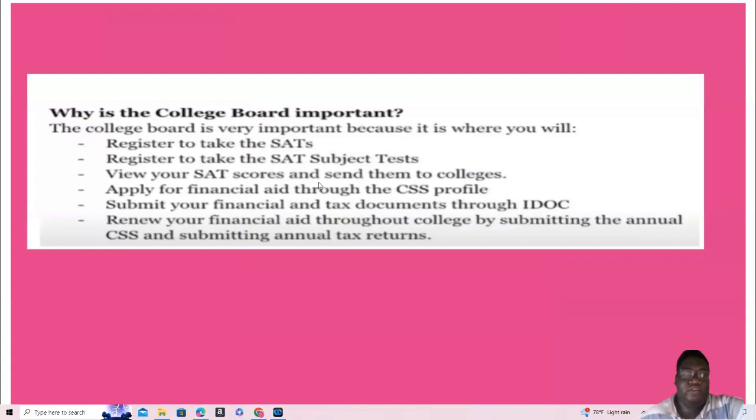College Board is a very important process for the transition to college. Some factors that allude to its importance are its ability to allow students to take the SAT from their own household. Furthermore, this SAT can also be registered and reviewed in your household. The College Board also allows you to apply for financial aid through the CSS profile, which we will expand on later. It can also allow you to keep track of your financial aid and tax returns related to college.